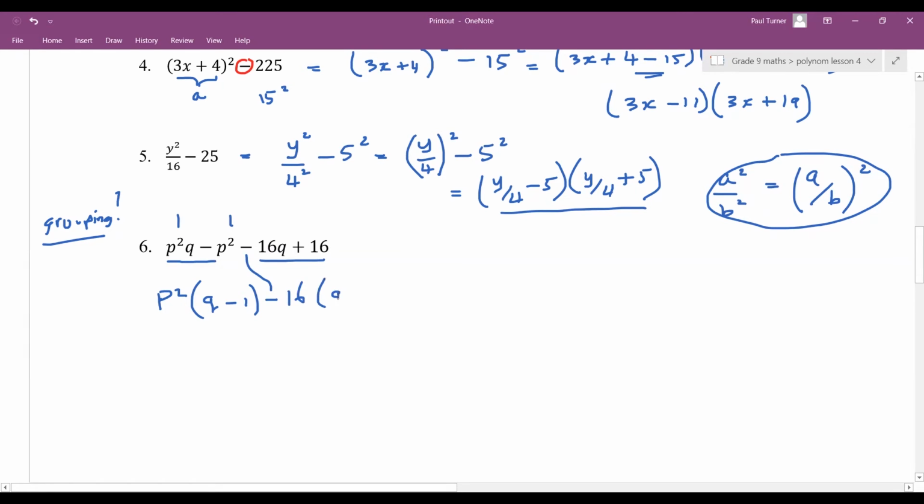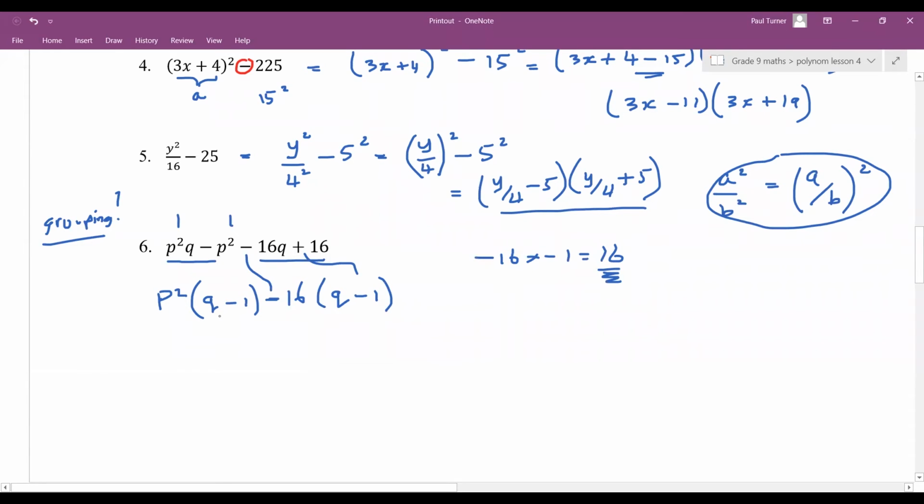And then we'll have q minus 1. So don't just copy the plus here, because you need to consider this minus sign. So minus 16 times minus 1 is 16, which is what you want. Okay, so don't just copy the plus because you have a minus outside the bracket here. So expand it and double check your working.